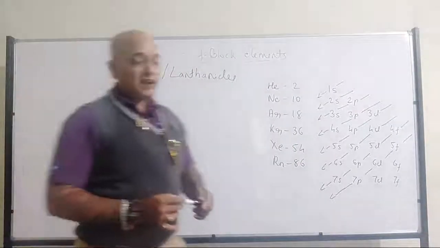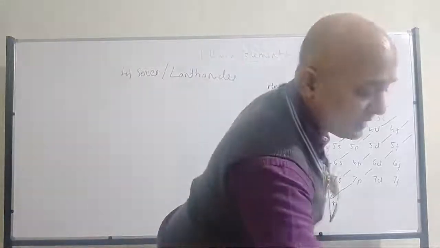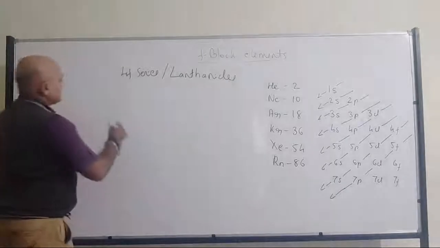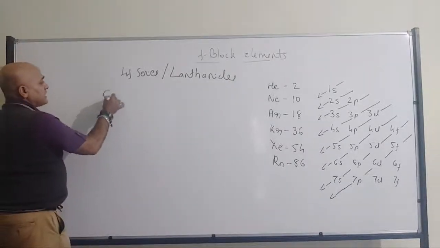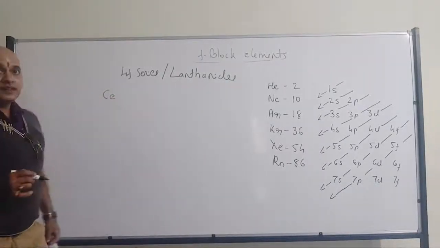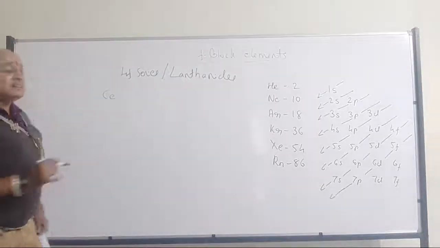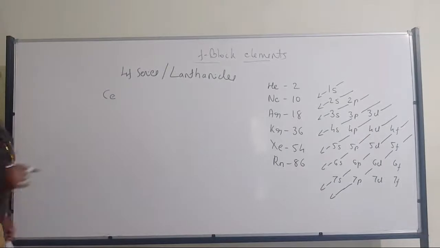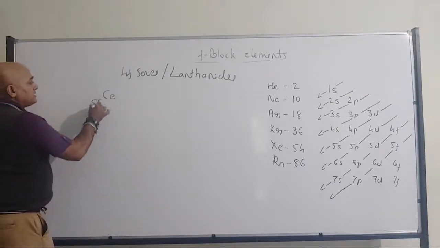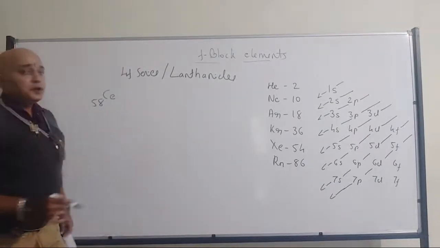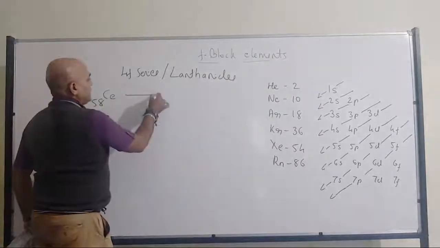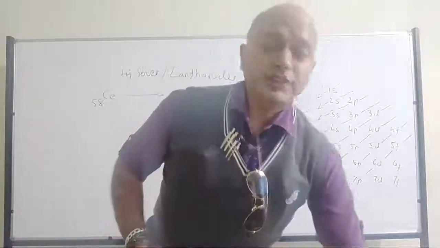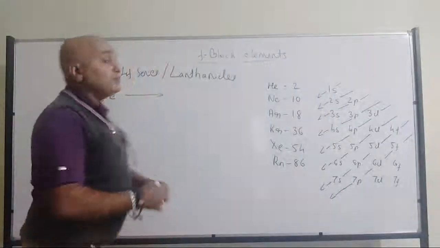And that's where we have the Aufbau diagram also. Now when it comes to the 4F series, it will always start from cerium, which comes after lanthanum. The atomic number here is 58, and it will go up to lutetium.